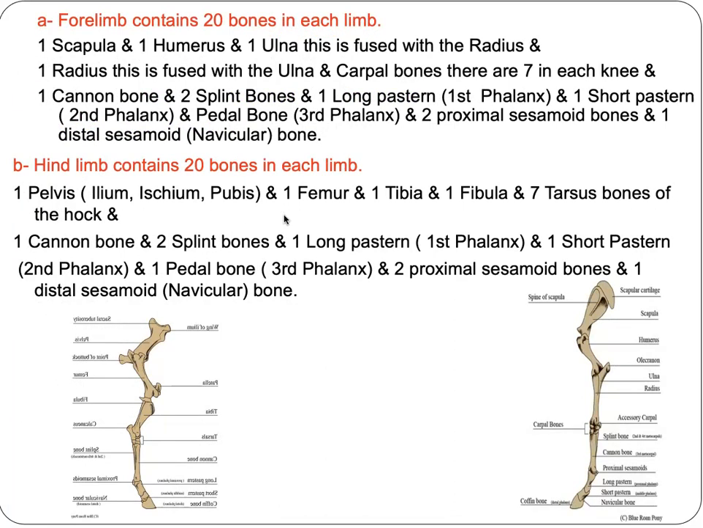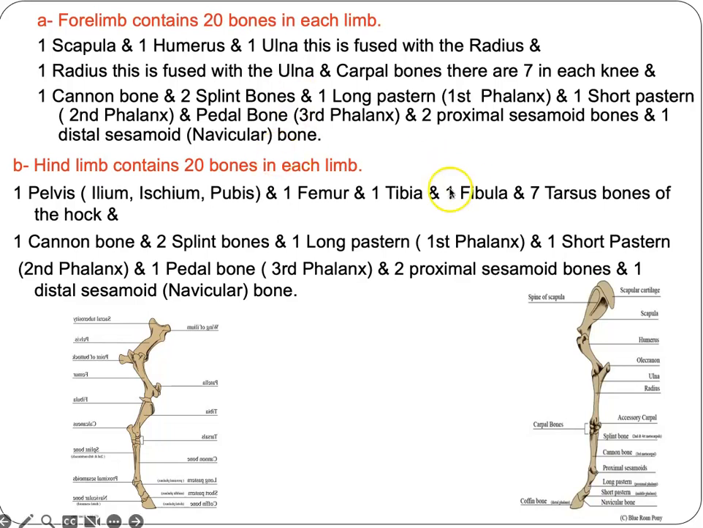The appendicular skeleton includes certain bones. In the forelimb we have the scapula, humerus, ulna, and radius, then the carpal bones, and after the carpal bones the metacarpal bones. Then you have the digit, which includes the first phalanx, second phalanx, and the coffin joint. In the hind limb we have certain bones which will be discussed later in detail.